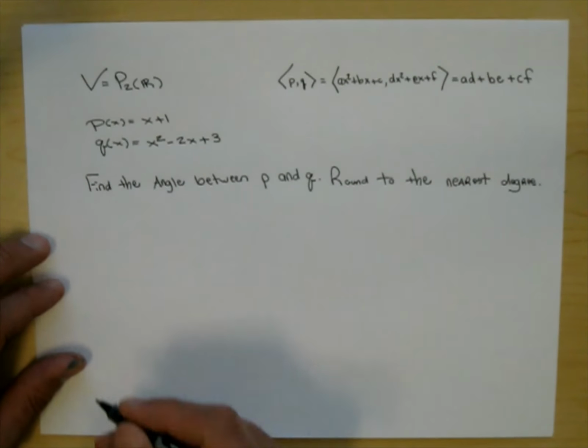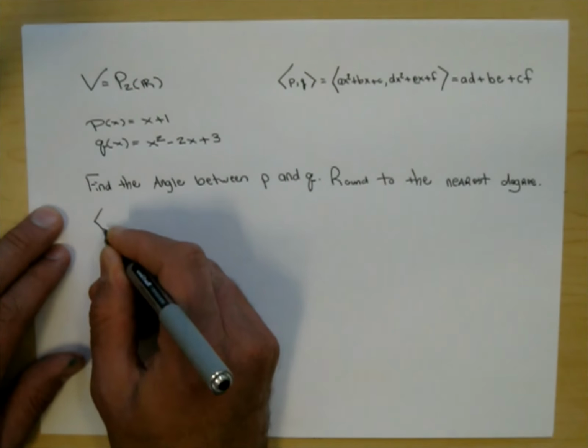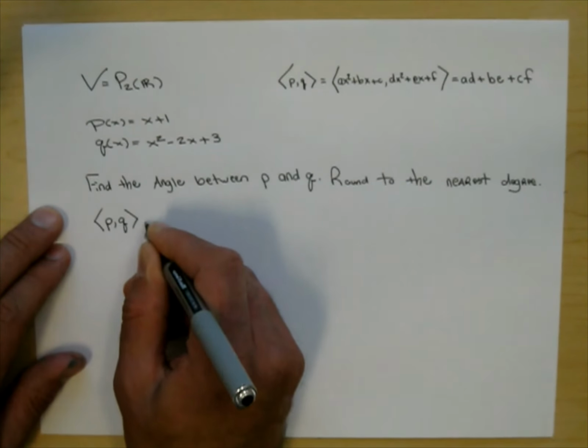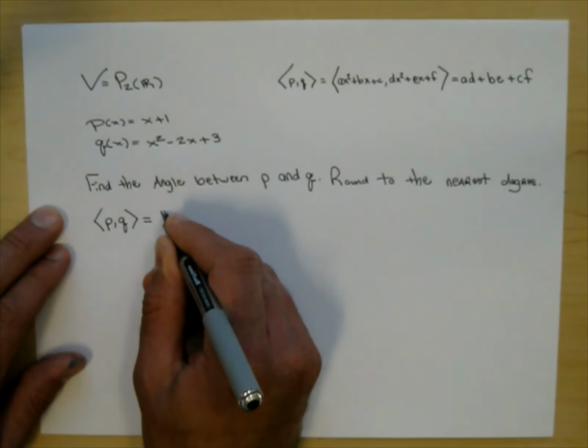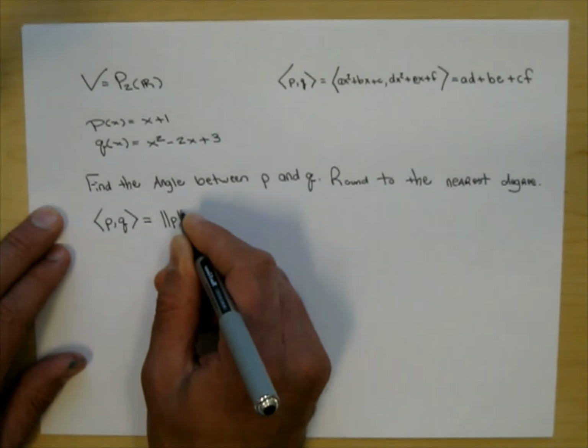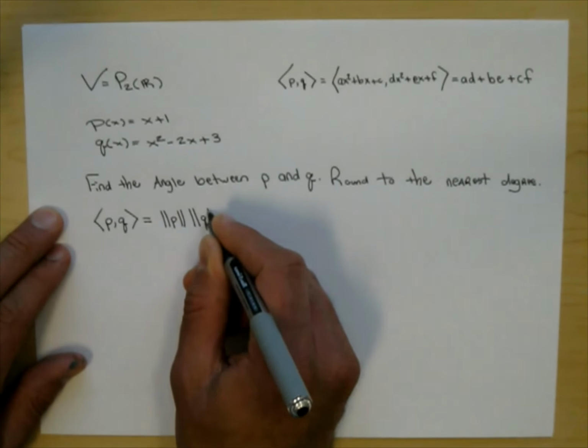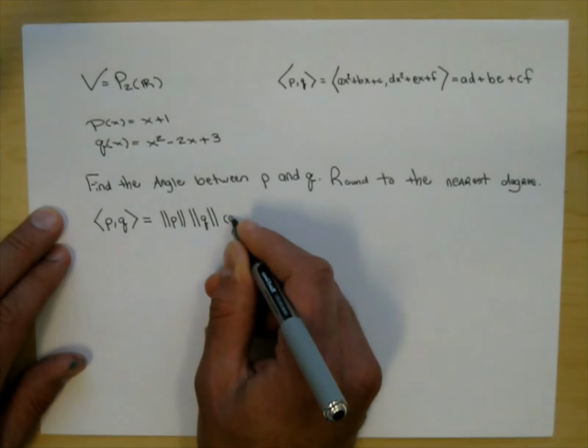Okay, so the formula that has an angle in it looks like this. The inner product of P and Q equals length P times length Q times the cosine theta.